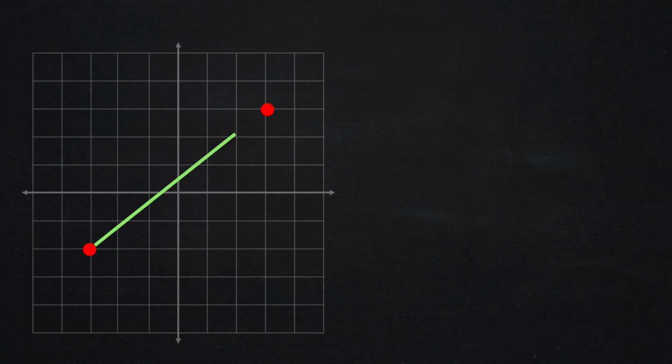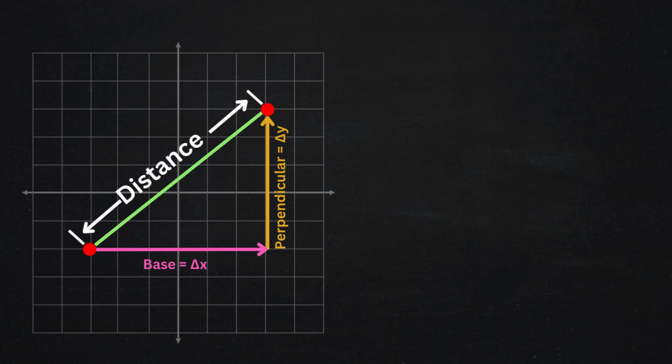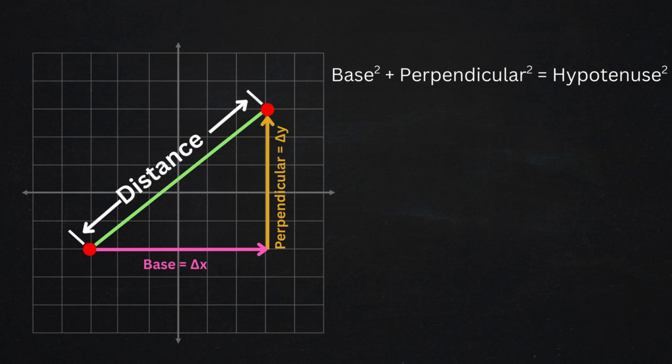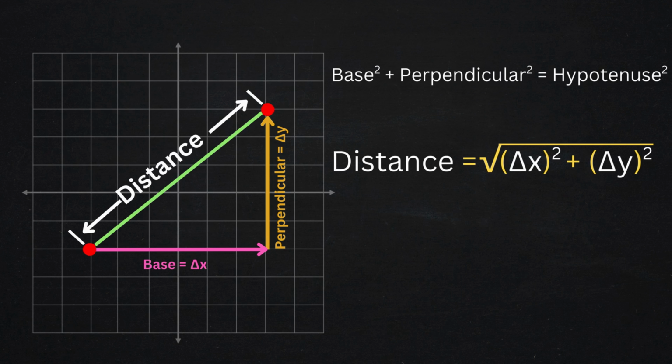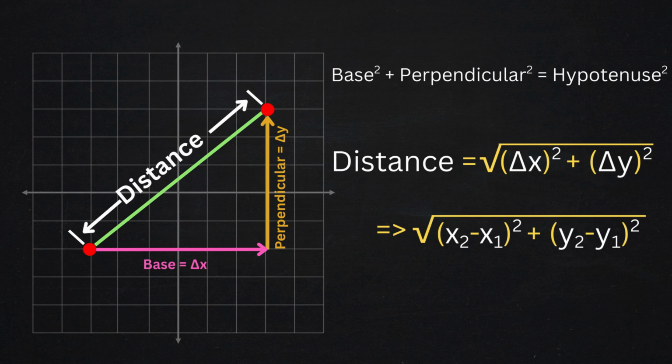To find the distance between 2 points on the coordinate plane, we apply a formula derived from the Pythagorean theorem. We know that in Pythagoras' theorem, base square plus perpendicular square equals hypotenuse square. In our triangle, the base is delta x and perpendicular is delta y, while the hypotenuse represents the distance, d. So the formula becomes distance equals the square root of delta x square plus delta y square. You'll often see it in expanded form where the delta x and delta y are written out as the subtractions, x2 minus x1 and y2 minus y1.